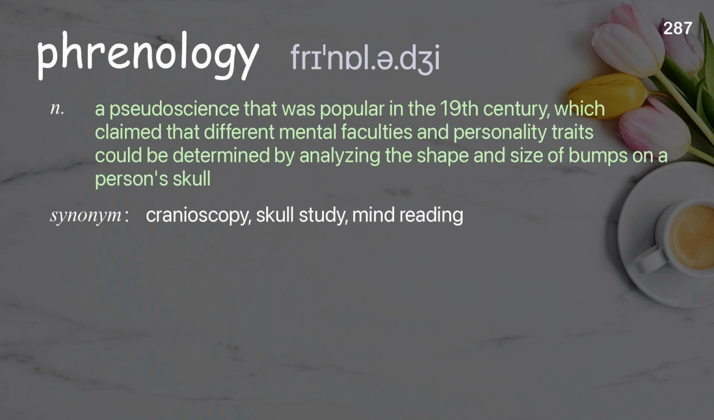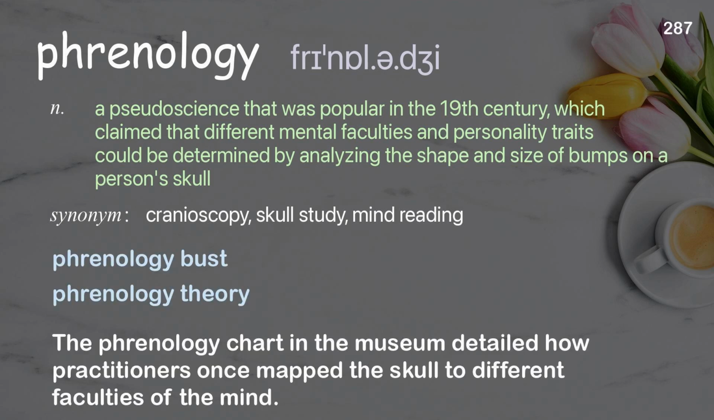Phrenology. A pseudoscience that was popular in the 19th century, which claimed that different mental faculties and personality traits could be determined by analyzing the shape and size of bumps on a person's skull. Examples: Phrenology bust. Phrenology theory. The phrenology chart in the museum detailed how practitioners once mapped the skull to different faculties of the mind.